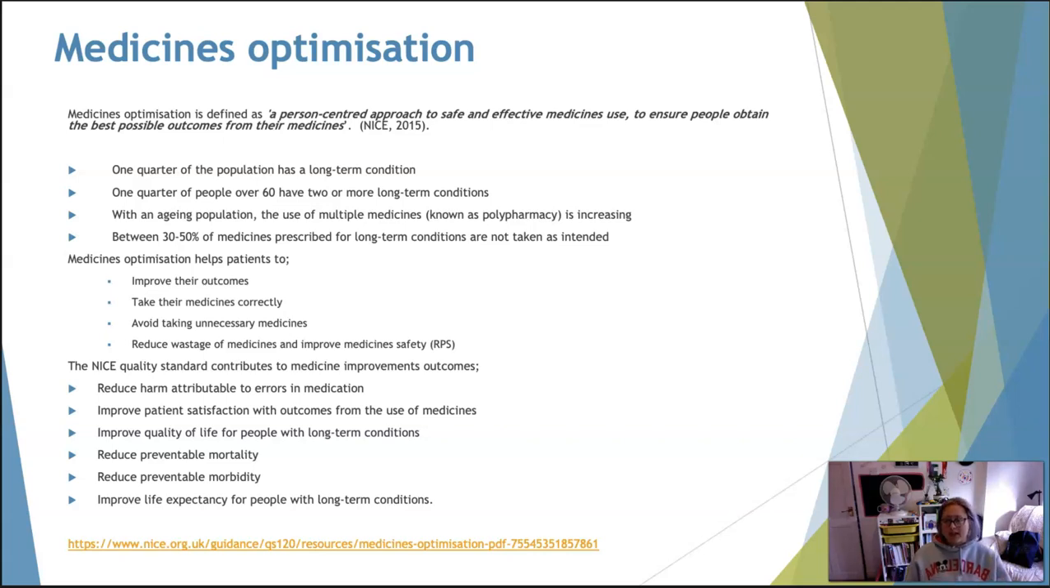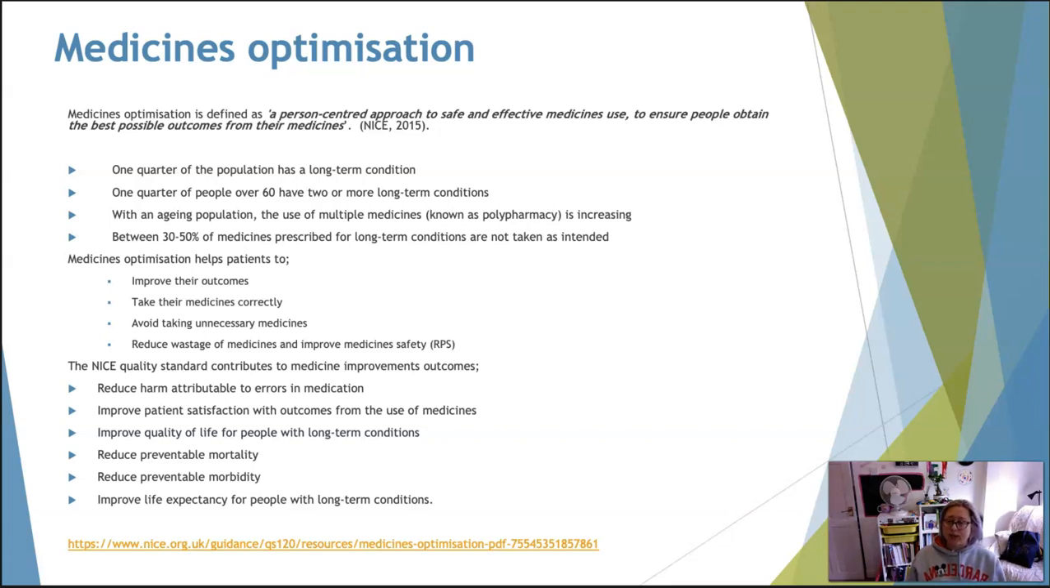So when we're thinking about medicines optimization, we're thinking about a person-centered approach to safe and effective medicines use, to ensure that people obtain the best possible outcomes from their medicines. So we're thinking about having individualised care for our patient, and making sure that all the information that we present to our patients is individualised, and that the medicines management they're getting is very specific for the care that they need to receive.